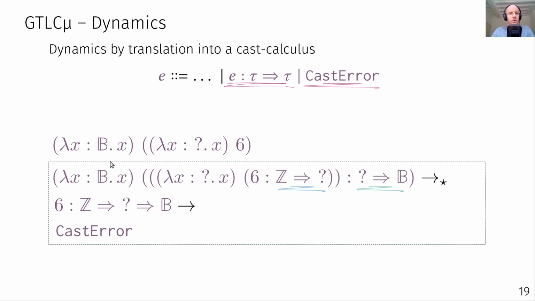Another example, we have this, which we now translate to the cast calculus. Here we have the same cast that we insert. Here we have the cast from unknown to Boolean. Then we have the same evaluation rules, which will have this be evaluated to 6 cast from z to unknown to Boolean. And then we also have an evaluation rule that this will go to a cast error, of course.